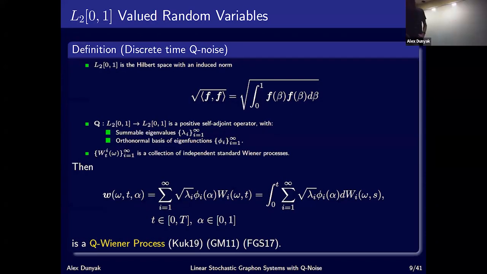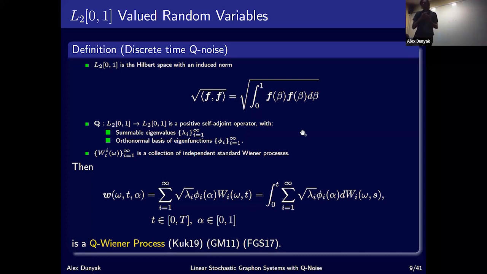All right, so when we have these Q-Wiener processes here, we need to define some formalism. We have to start with a Hilbert space. The one we're going to be talking about here is the space of square integrable functions on the unit interval, with the standard induced norm from the inner product given here.